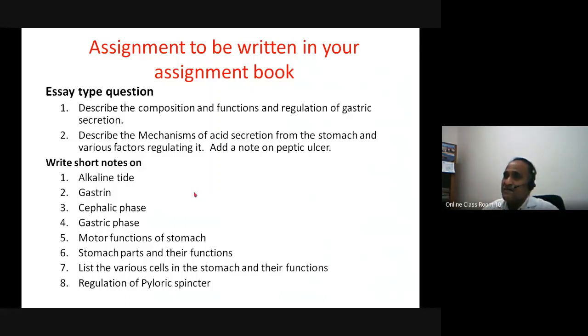for your self-study. Essay type question: describe the composition, functions and regulation of gastric secretion. Then the second question: describe the mechanism of acid secretion from the stomach and various factors regulating it. Add a note on peptic ulcer. In the short notes, I have mentioned alkaline tide, gastrin, cephalic phase of gastric secretion, gastric phase, the motor functions of stomach, the stomach parts and their functions, list the various cells in the stomach and their functions, and regulation of the pyloric sphincter. So these are all the things.